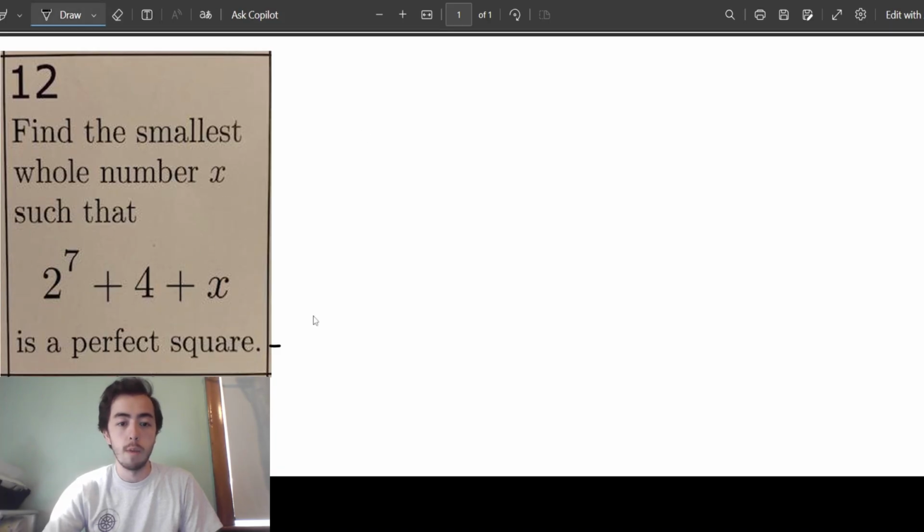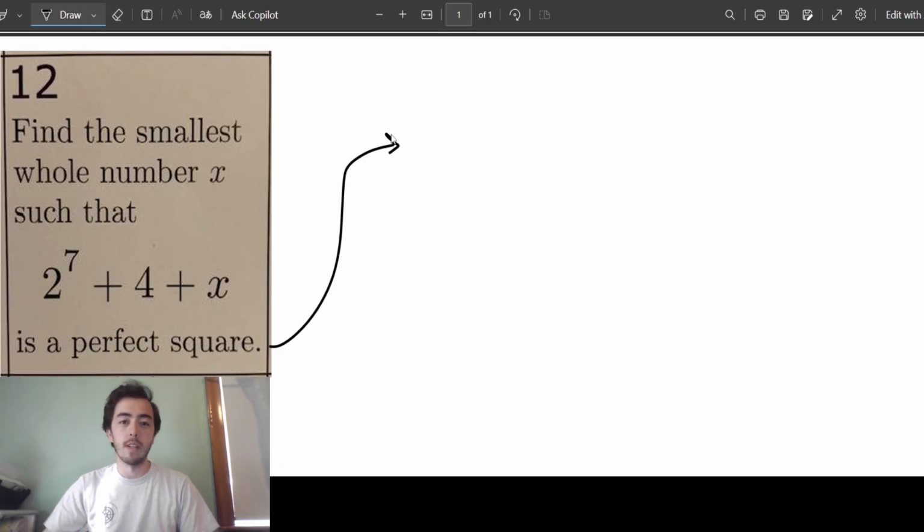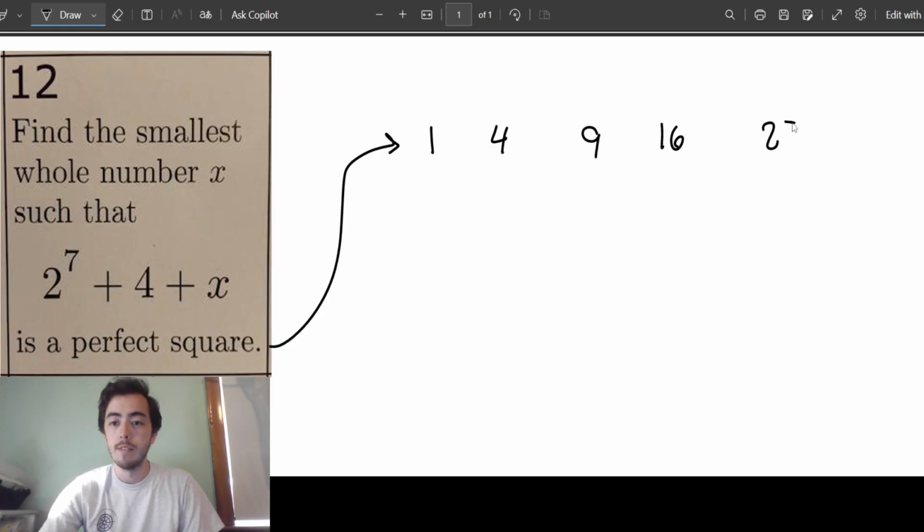When we're talking about perfect squares, that just means numbers that you can produce by doing a whole number times a whole number. So the first few perfect squares are going to be 1, and then 4, and then 9, because I'm doing 1 times 1, 2 times 2, 3 times 3, 4 times 4, 5 times 5, and so on.